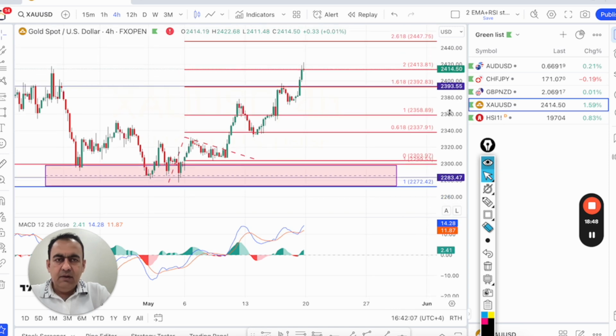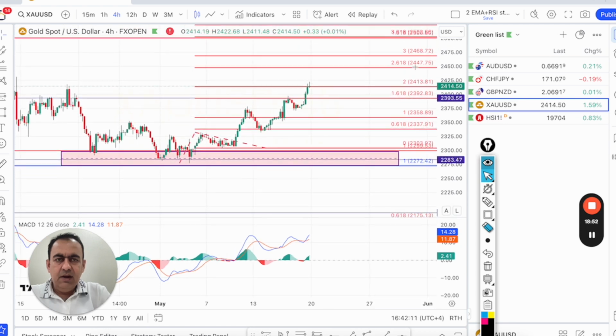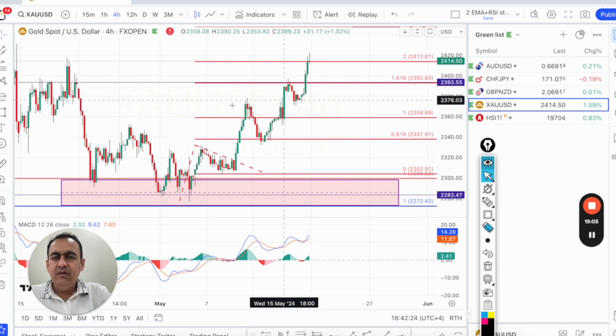The next level in sight is 2447, 2468, and ultimately 2500. So on the shorter time frame, I've given you the targets like 2447, 2468 followed by 2500. On the higher time frame, I'm still confident that it is going to reach 2560.